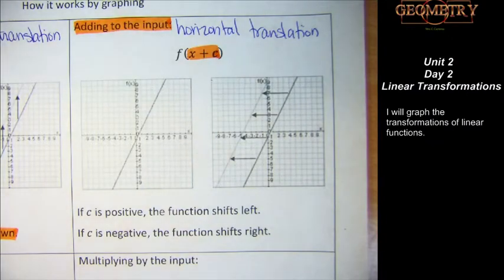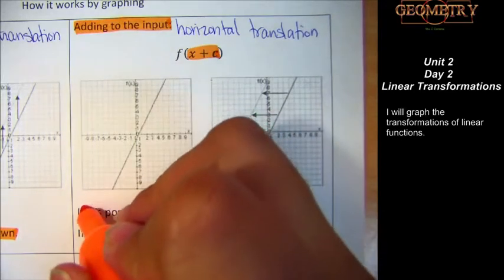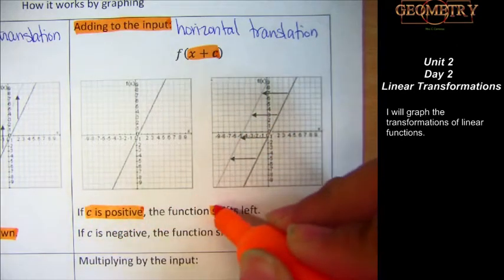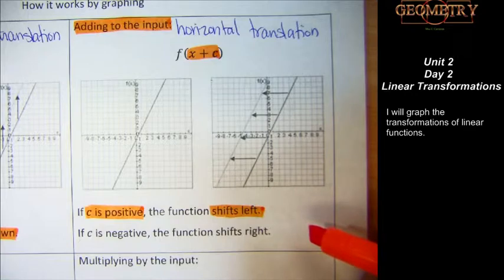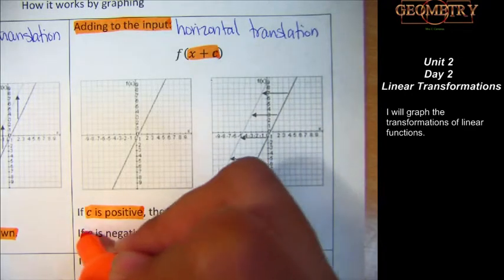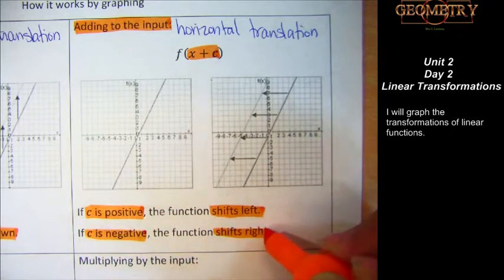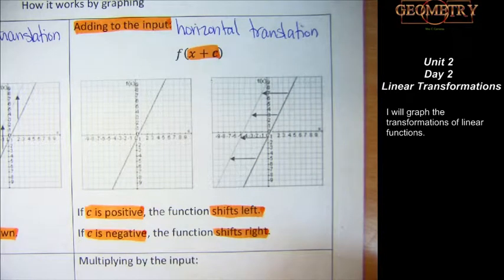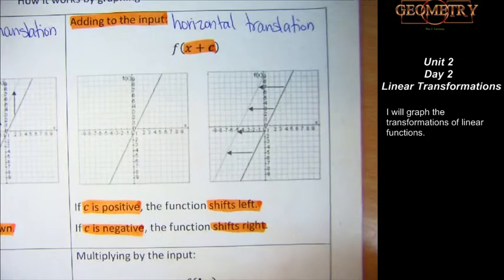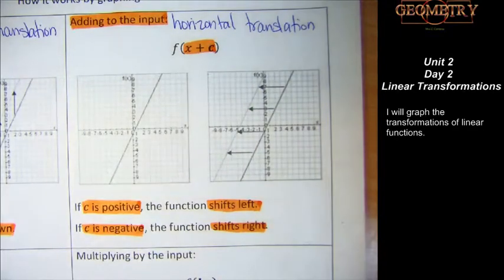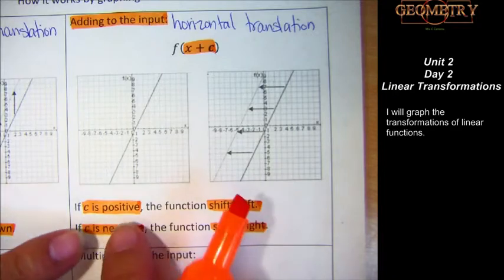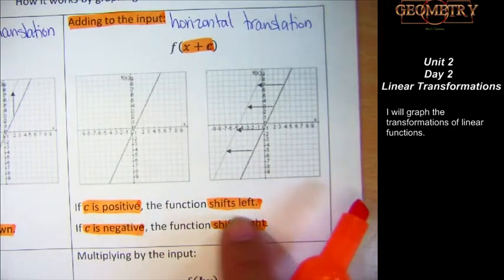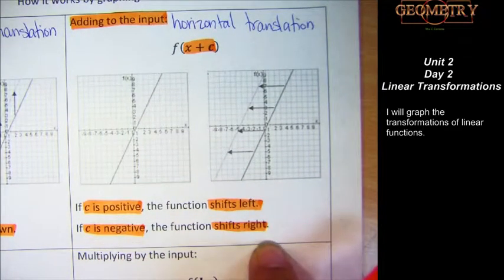Now, this is going to feel backwards from the vertical translation, because when c is positive, we're going to move to the left. And when the thing we're adding is negative, we're going to shift it to the right, which feels backwards because normally to the left is negative and to the right is positive. But when we're dealing with translations, when we're adding something that's positive, it's going to shift left, and when we're adding something negative, it's going to shift to the right. All right? Okay with that?